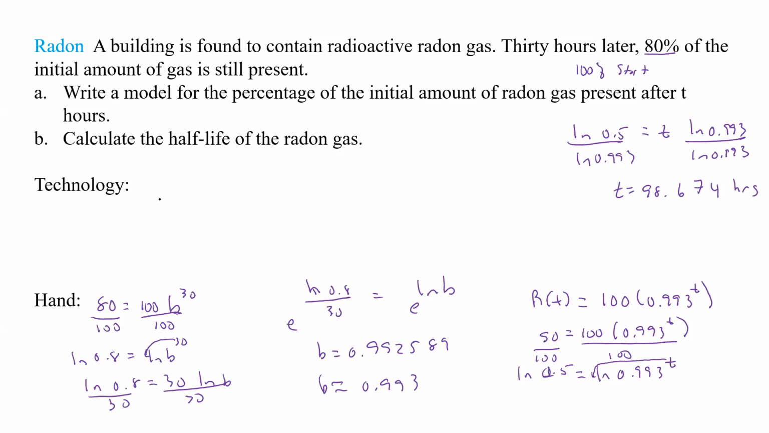Now, technology, what does that give us? All right, so let's look at this one for technology's sake. At time equals 0, we had 100. It's percent, we'll drop the units here. And 30 hours later, so T equals 30, we only had 80%, again dropping that. And so now we have 0, 100, and 30, 80.